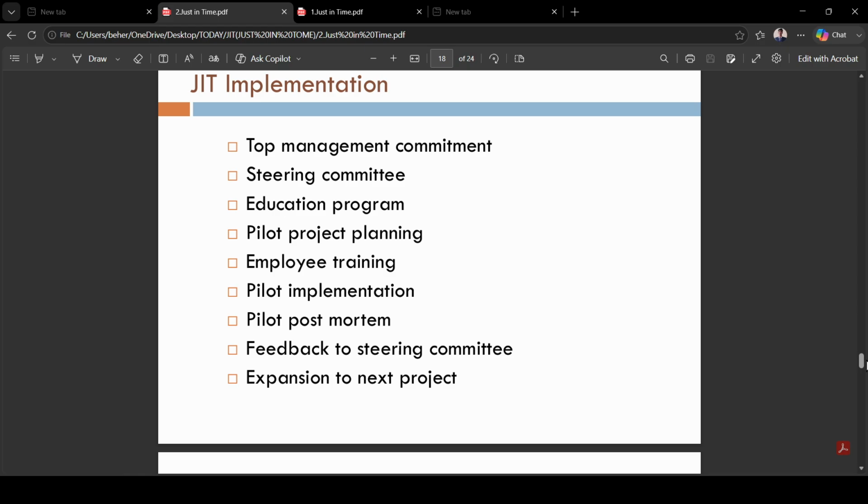So JIT implementation: top management commitment, steering committee, education program, project planning, employee training, pilot implementation, pilot post mortem, feedback to the steering committee, expansion to the next project.